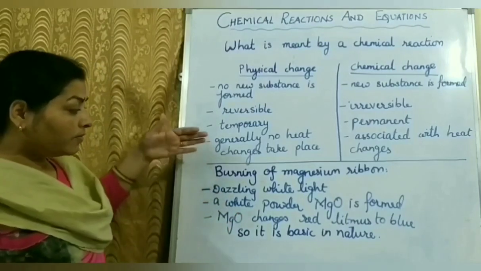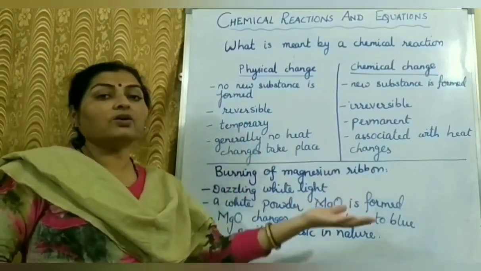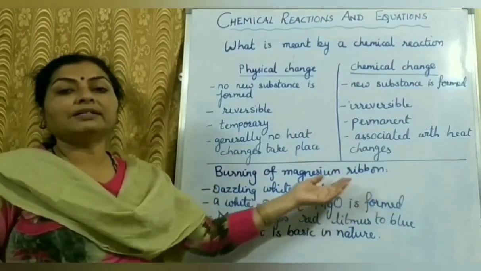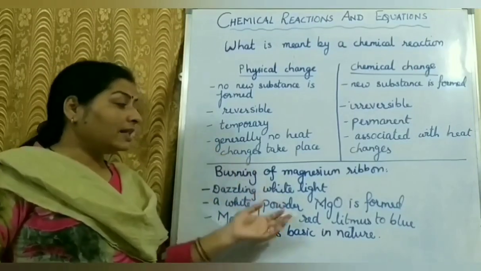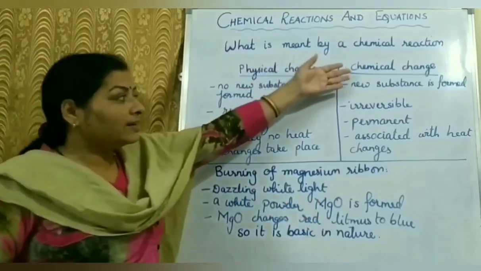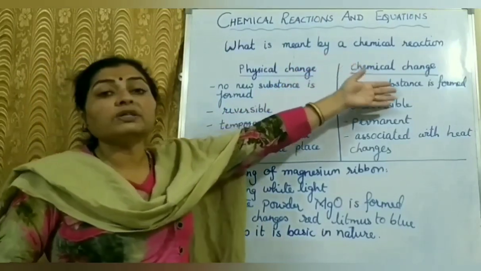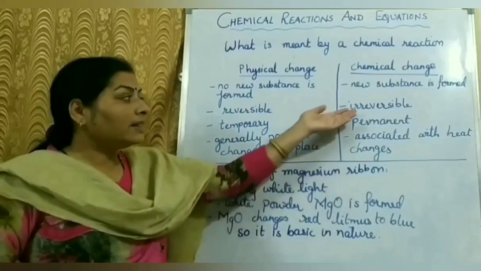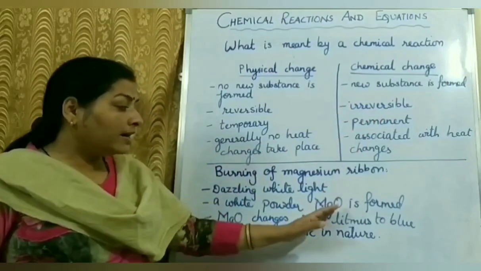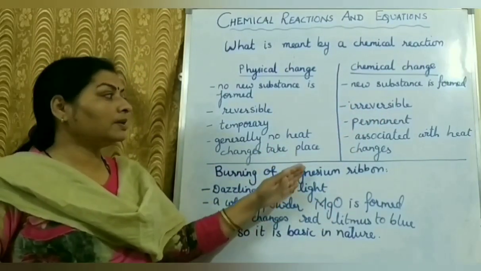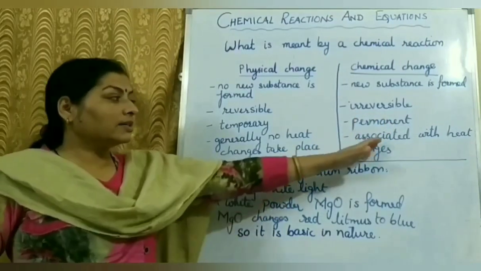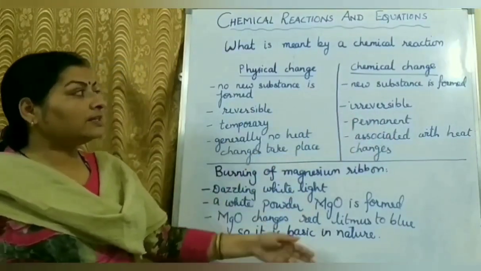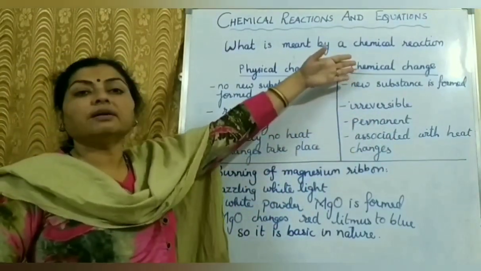Okay, now from this activity, what is the conclusion which we come to? We come to a conclusion that the burning of magnesium ribbon is a chemical change. Now why can we tell that it is a chemical change? What are the characteristics of a chemical change? A chemical change says that a new substance is formed. So here a new substance is formed, magnesium ribbon changes into magnesium oxide, and this change is irreversible, means you can't revert magnesium oxide back to magnesium ribbon. It is a permanent change, and it is associated with heat changes. So yes, here heat changes are taking place. So from all these points we can say that the burning of magnesium ribbon is a chemical change.